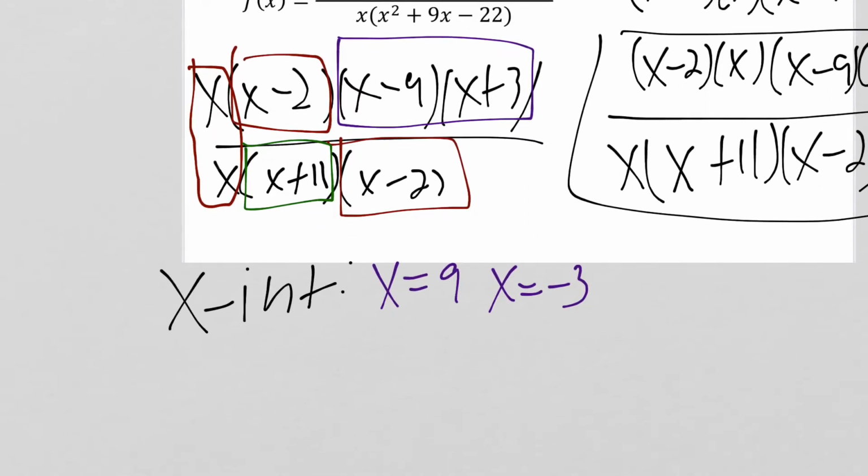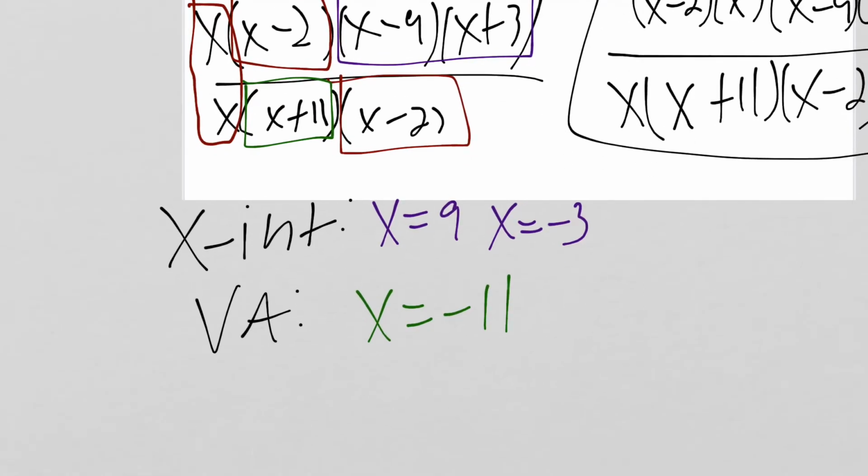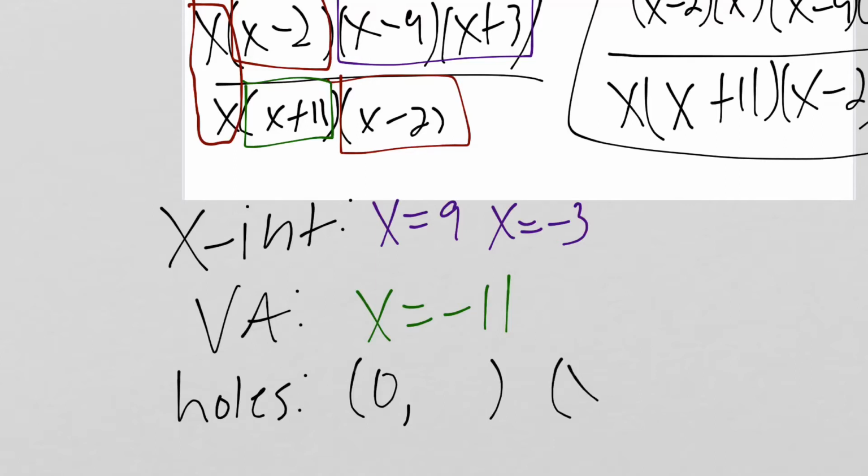All right, and then we have a vertical asymptote. A vertical asymptote is when we're dividing a non-zero number by 0. That's covered in another video lecture. And that's happening at x equals negative 11. All right, and then finally we have a couple holes. We have one that should be happening at x equals 0 because we have an x, and then we should have another one that's happening at x equals 2.